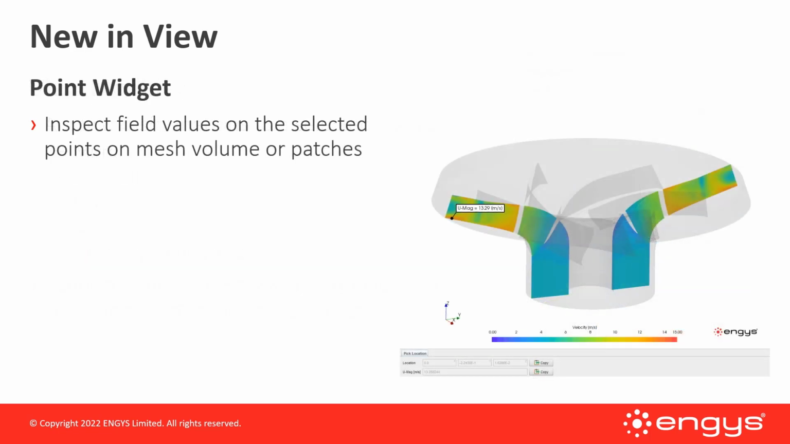A useful feature for post-processing purposes is the point widget. This allows you to visually inspect field values on selected points on the screen. So this includes, of course, mesh, volume, cells, or surface patches, or even mesh objects, like in this case where we have a slice and we want to measure the velocity on a specific location down here. And finally, you are also able to visualize the location and the value and copy this value accordingly.